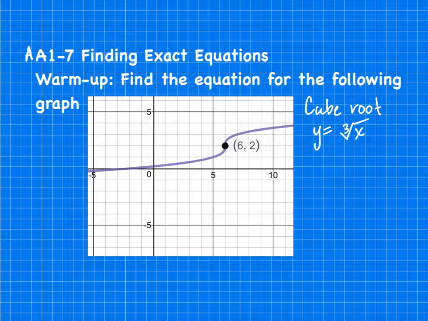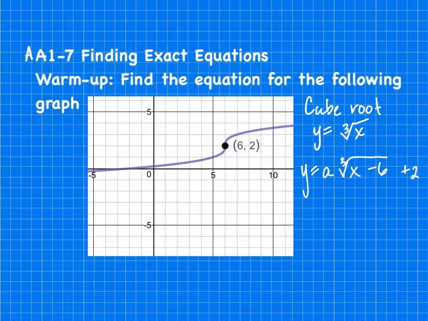So we can add that part into our parent graph, into our general equation. So y equals a times the cube root of x minus 6, and then plus 2. And I don't like how that looks, so I'm going to erase that part and fix it. The part that we aren't sure about just yet is the a value.